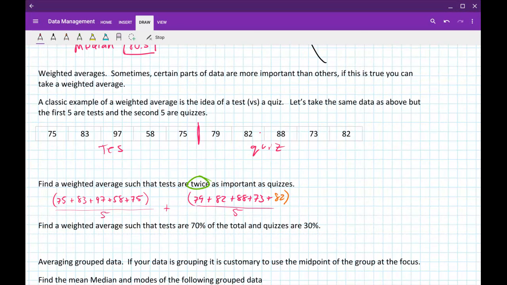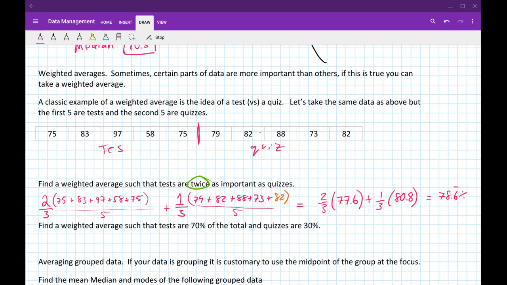And so basically what I want is I would like my tests to have twice the power of the quizzes. So I'm going to multiply the tests by 2, and I'm going to multiply the quizzes by 1, okay? And then I actually need to divide each of them by a 3, okay? And that'll go ahead and give me a weighted average. And this one I'm going to go ahead and calculate through. Let me pause the video and I'll calculate it out.